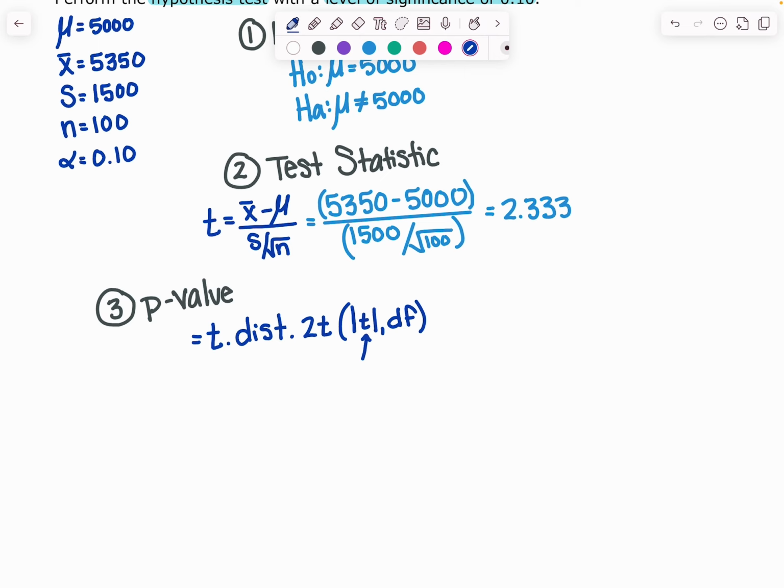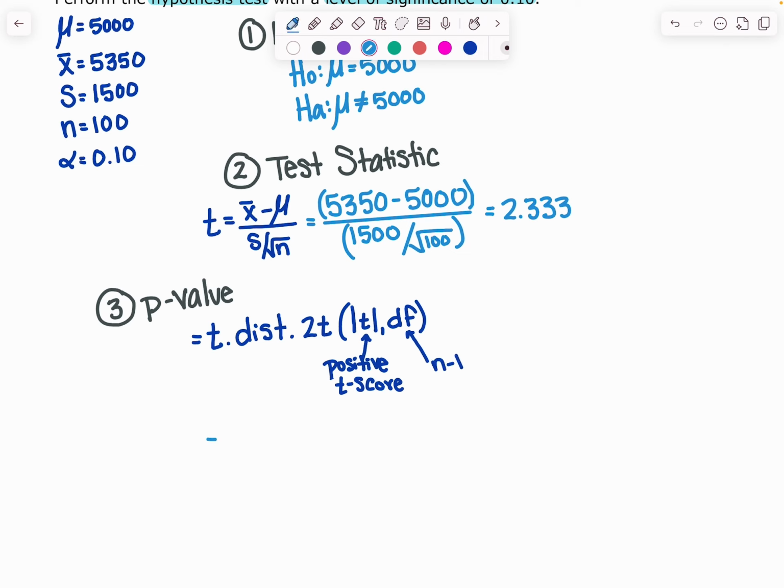So what I've done here is I've written the absolute value of t. So what this means is the positive t-score. Those two straight lines next to the t mean if it's negative, make it positive. If it's positive, keep it positive. So you want to put in the absolute value of t, so the positive value of t. And then the degrees of freedom is n minus 1.